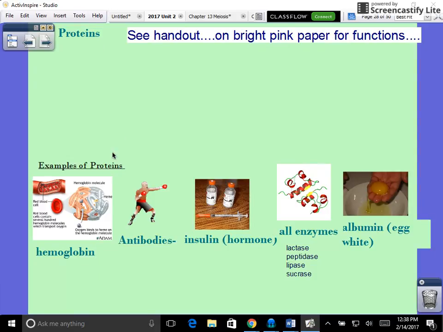Now, some of these examples, if you look here, you see hemoglobin. Its job is to carry oxygen. That's going to be a transport protein. It's transporting oxygen. Antibodies, they're defensive proteins that actually attack invaders like viruses and bacteria. Hormones like insulin. All enzymes are proteins, and the egg white. So the albumin in an egg white is actually also protein. So it's going to actually provide some nourishment for what would be the growing egg.